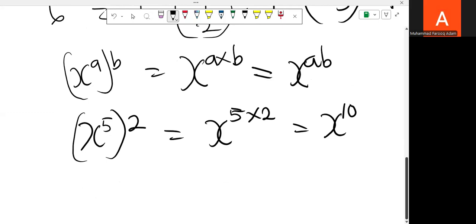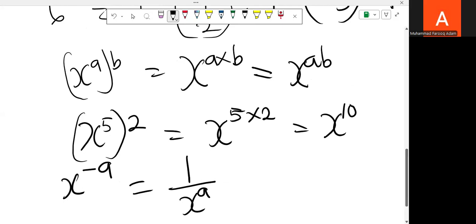The fifth law is something like this: x raised to minus a. When you look at this, it looks different from what we have been thinking about. You don't need to fear. This is actually equal to 1 over x raised to the power of a. There's something you have to notice here: it is x raised to minus a, but when we put it as 1 over x raised to the power of a, the minus does not come with it.